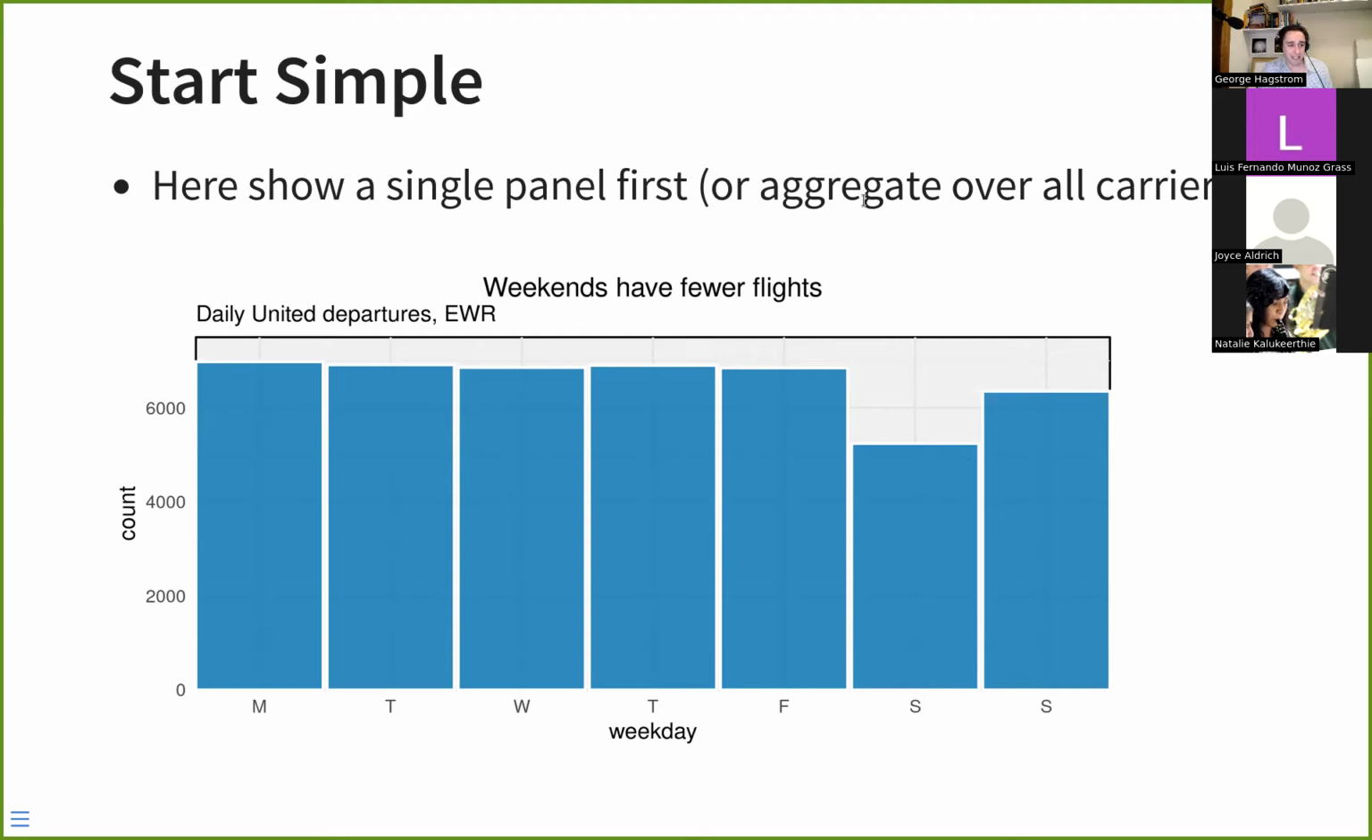And a figure like this might not be your main story, right? This is just one airline. It has an interesting pattern, but this is a very understandable plot. It's very simple and it's very understandable.